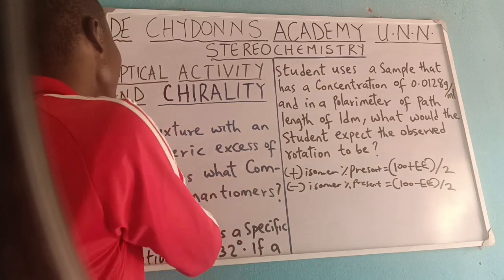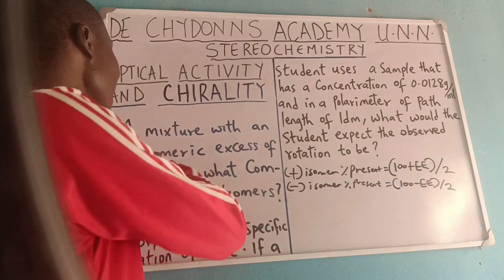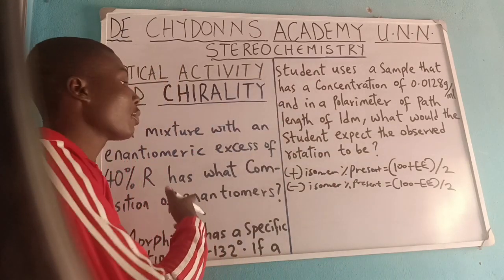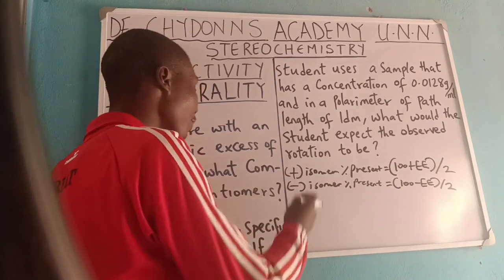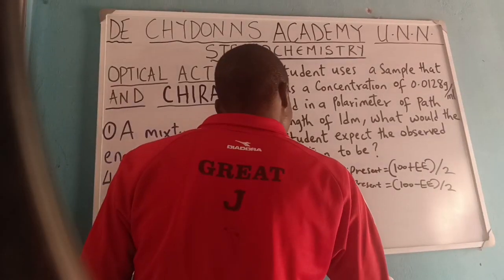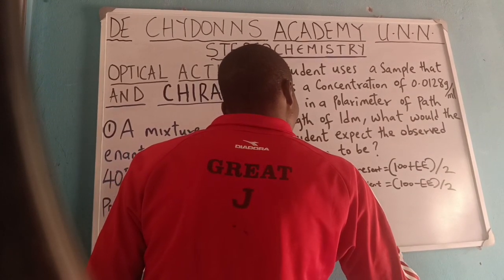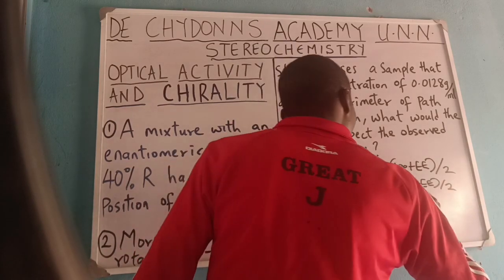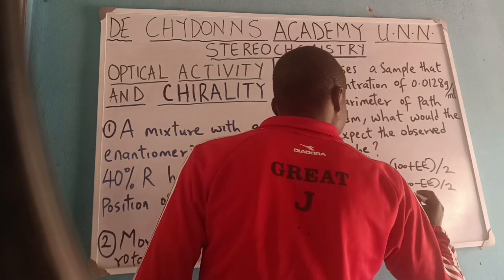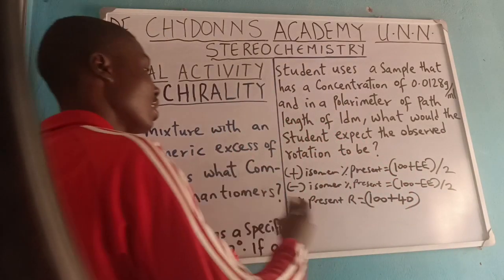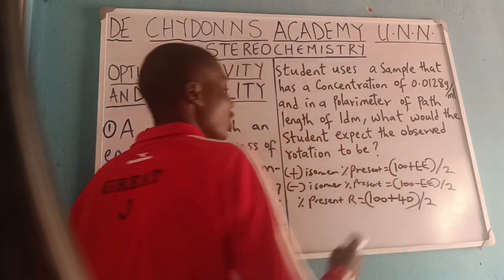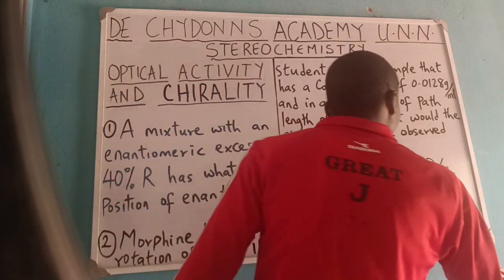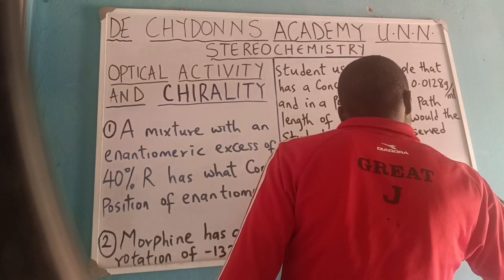So let us solve it now. We already have 40% of R. Since we have 40% of R, it simply means that R is the one in excess. So for us to know the amount of R present, we are going to solve now. The percentage present for R will be equal to 100 plus 40, because that's the enantiomeric excess, 40%, divided by 2. 100 plus 40 is 140, divided by 2, that's going to give us 70. So the amount of R we have here is 70%.